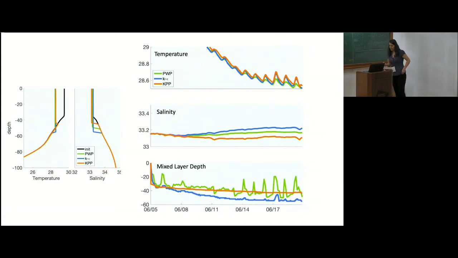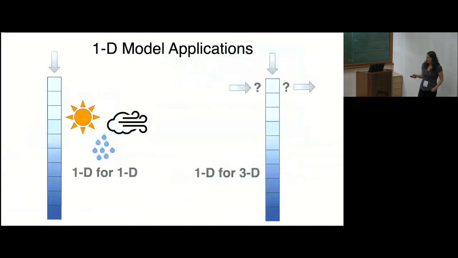All right, so I've summarized a couple of common 1D models that we find in the literature that are used by the community. But what are they used for? And so I thought I'd highlight some examples.